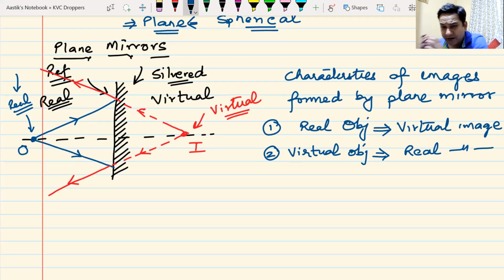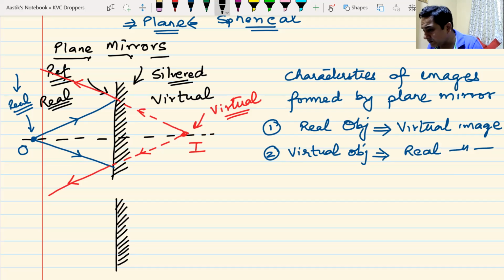Now, whatever I have drawn on the board is known as a ray diagram. Now, my simple and very simple question, and this question you would have done in standard 10. Can you draw a ray diagram of the image formed by a plane mirror when the object is virtual? I have drawn the ray diagram when the object is real and the image is virtual. Can you do the reverse of it? Can you draw a diagram where the object is virtual and the image is real?